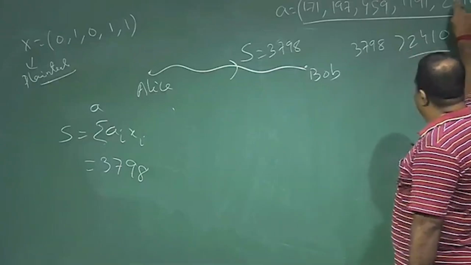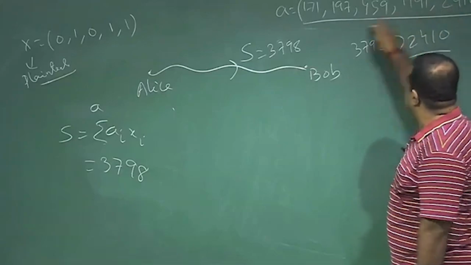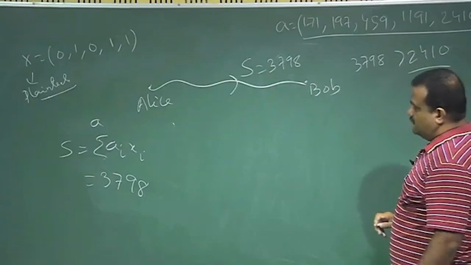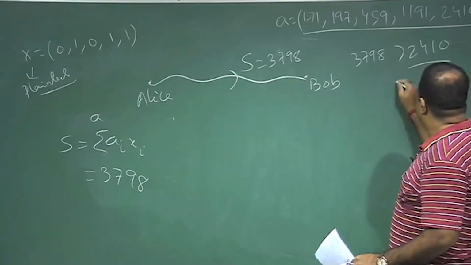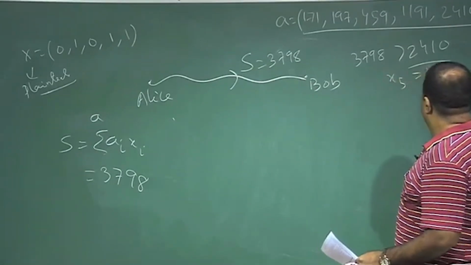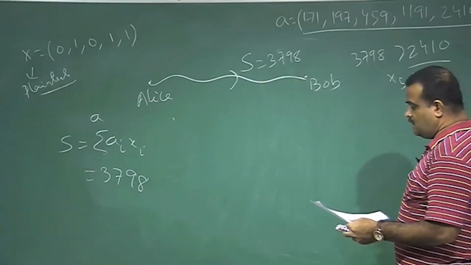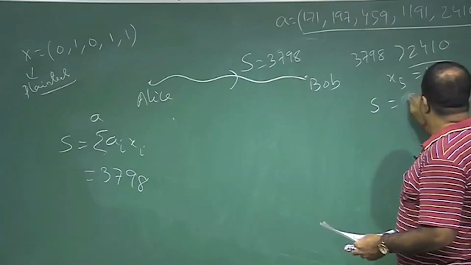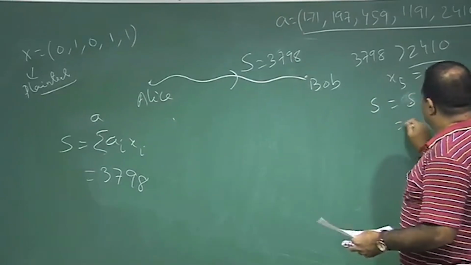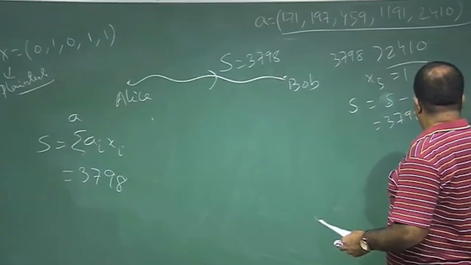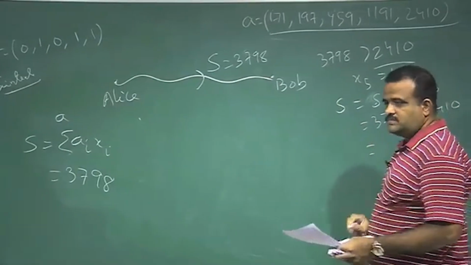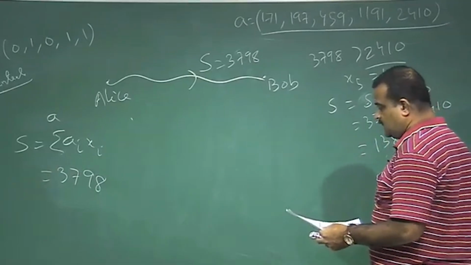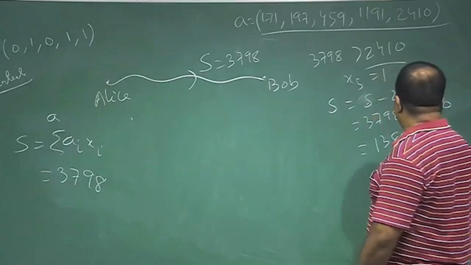So then we have to add this, otherwise, since this is super increasing, by summing all the others we cannot cover this. So we have to add this. So that means x5 must be 1, and S is reduced to S minus 2410. So this is 3798 minus 2410, which is basically 1388. Okay. Now again we compare this with this.